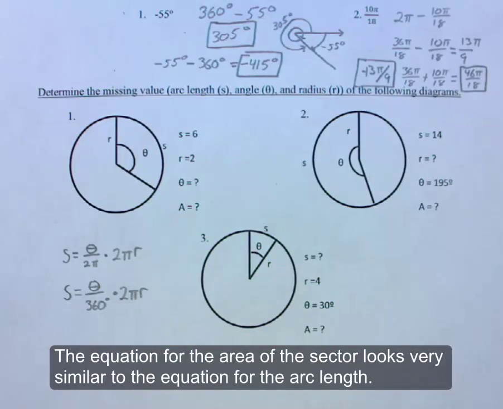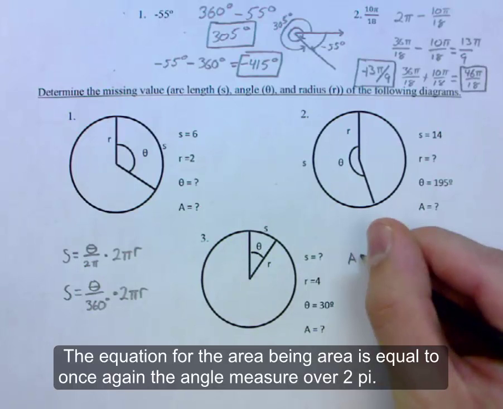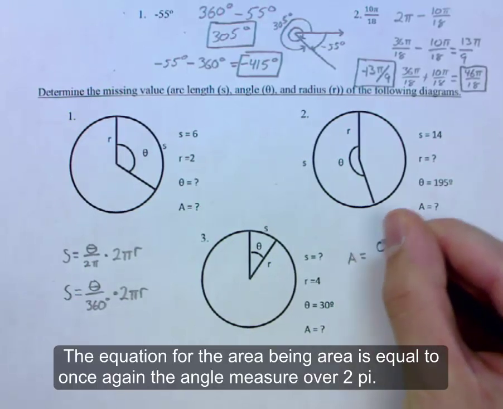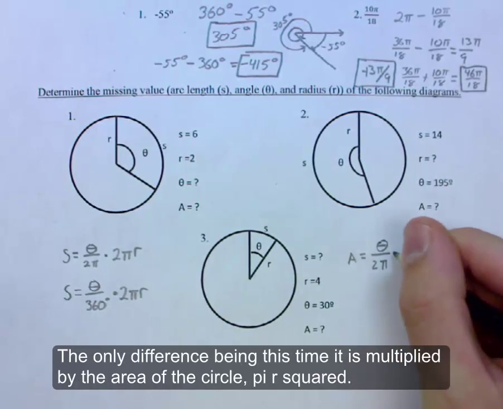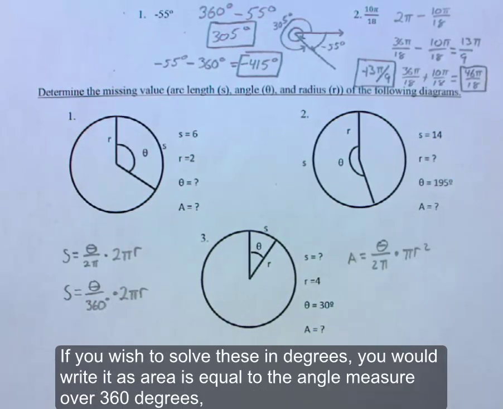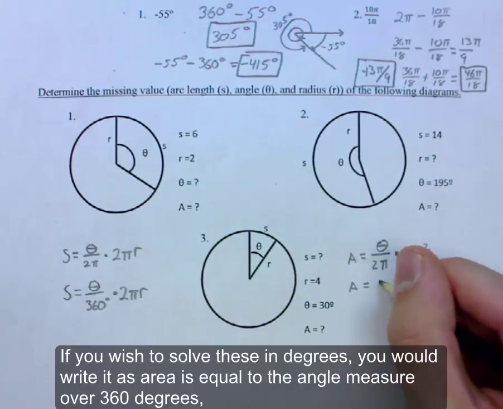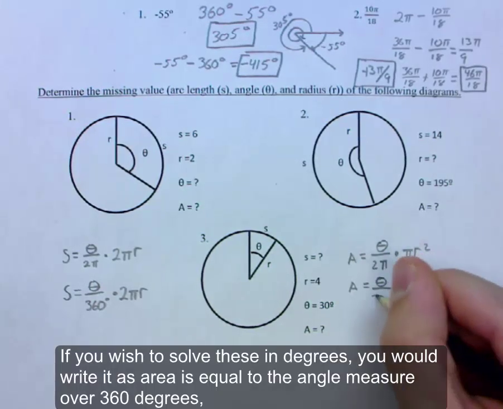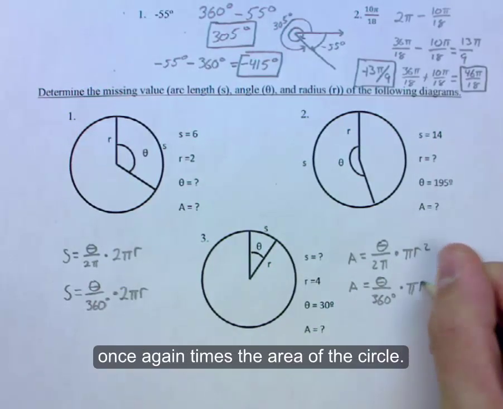The equation for the area of a sector looks very similar to the equation for the arc length. The equation for the area being area is equal to, once again, the angle measure over 2 pi. The only difference being this time it is multiplied by the area of the circle, pi r squared. If you wish to solve these in degrees, you would write it as area is equal to the angle measure over 360 degrees, once again times the area of the circle.